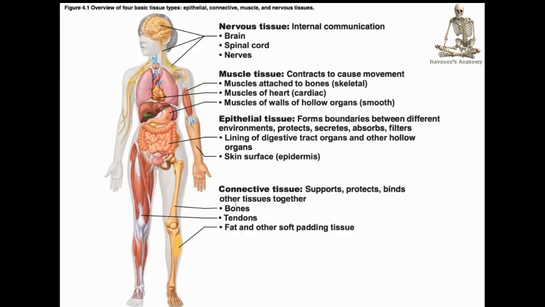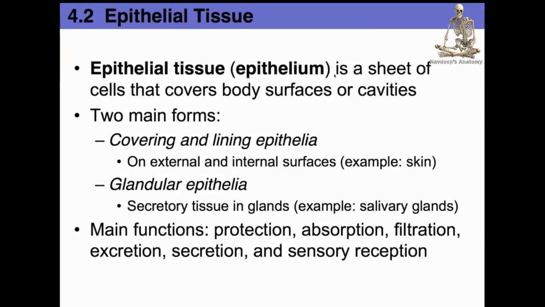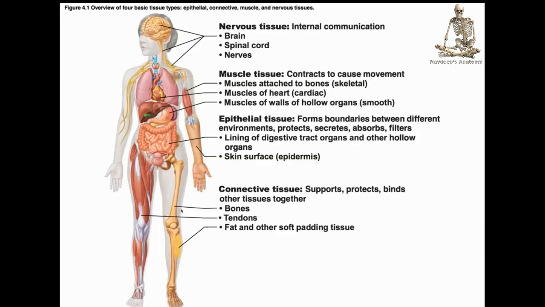Then talking about the connective tissue, its function is basically to provide support and protection to the human body. The internal organs and various organ systems are bound together with the help of this connective tissue, and it serves a transport purpose also. Connective tissue is further divided into the bones, the tendons, and fat and other soft padding cells.